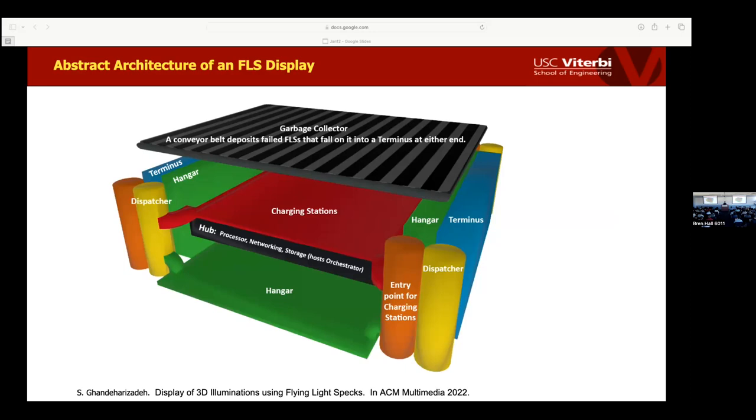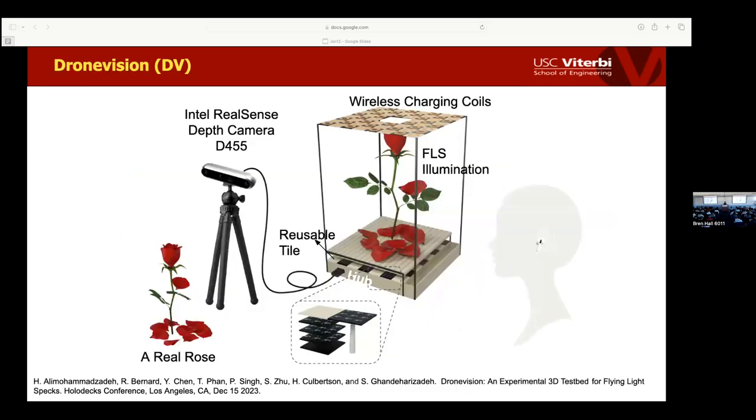That's an abstract architecture. A more realistic architecture is the drone vision and the DV that is drawn here. What you're looking at is essentially an Intel RealSense depth camera. Today, as I speak, depth cameras do exist, and they can generate a sequence of point clouds. So it's recording a real rose with a falling petal, and those point clouds are fed into this drone vision that's illuminating that real rose within the fixed wall.